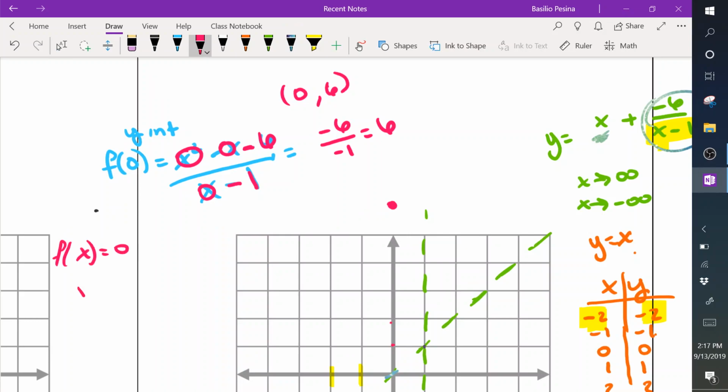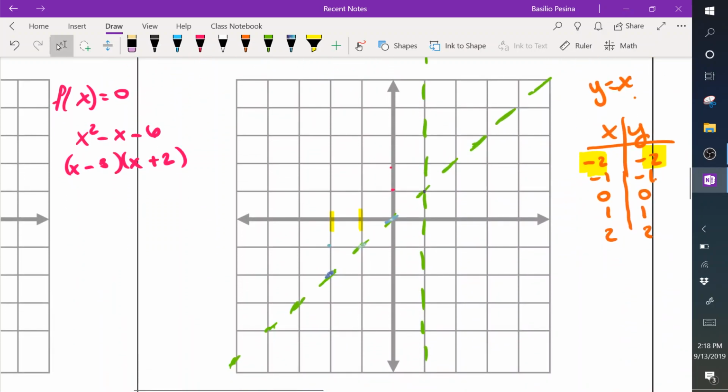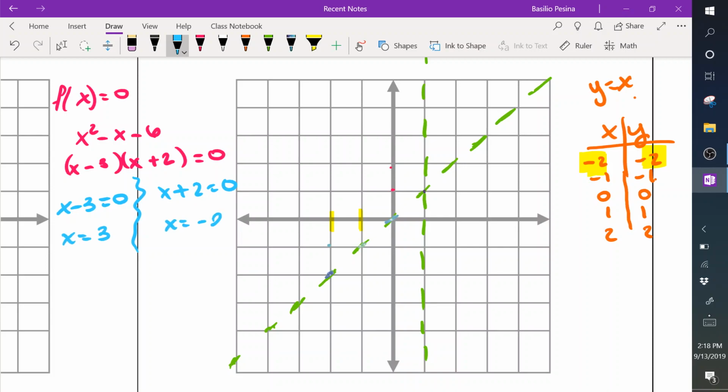So my numerator, x squared minus x minus 6, that I saw in factored form earlier, is x minus 3 times x plus 2, and this is equal to 0. My numerator equals 0, so I can get each part: x minus 3 equals 0, and x plus 2 equals 0. So x equals a positive 3 and x equals a negative 2.